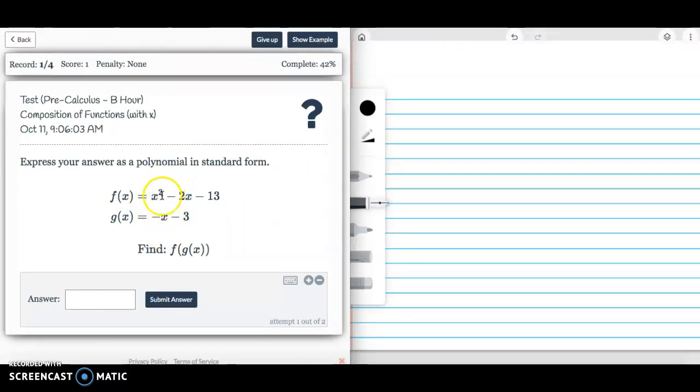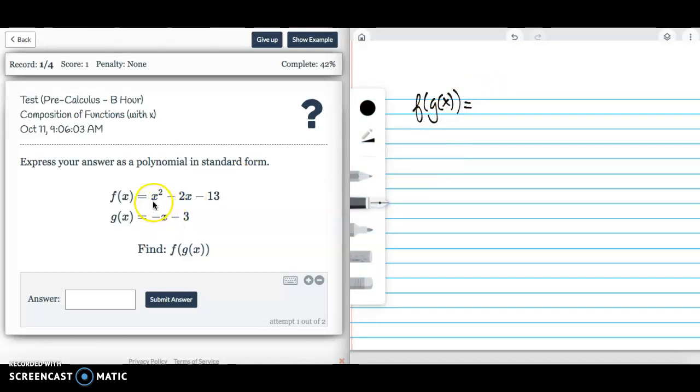So like f of x is in standard form already because I have an x squared first and then an x to the 1 secretly second and then no x's at the end. So it should go in decreasing order for your degrees. All right, this one wants me to find f of g of x. So that means I'm finding f of g of x.